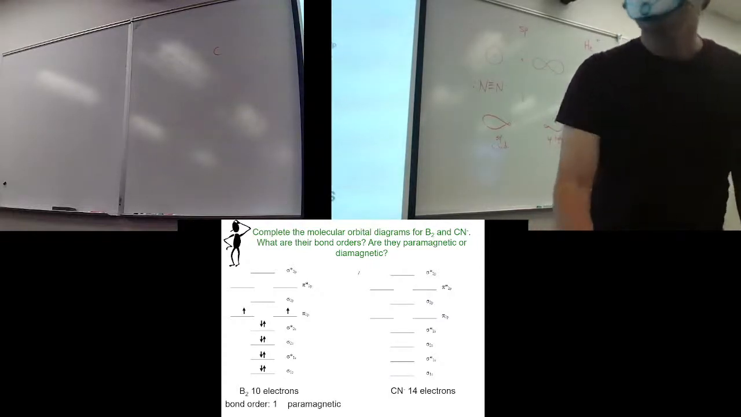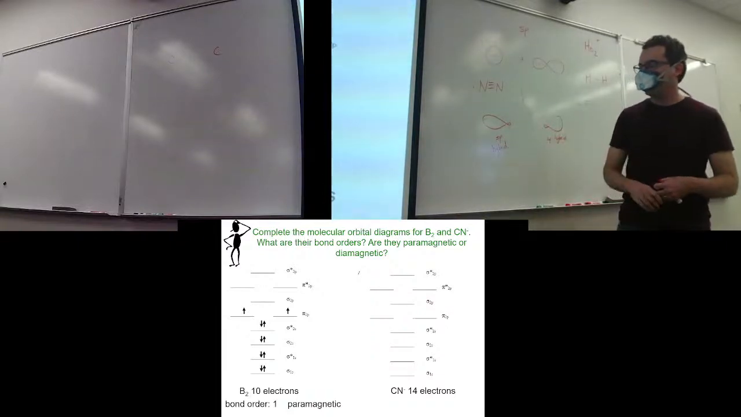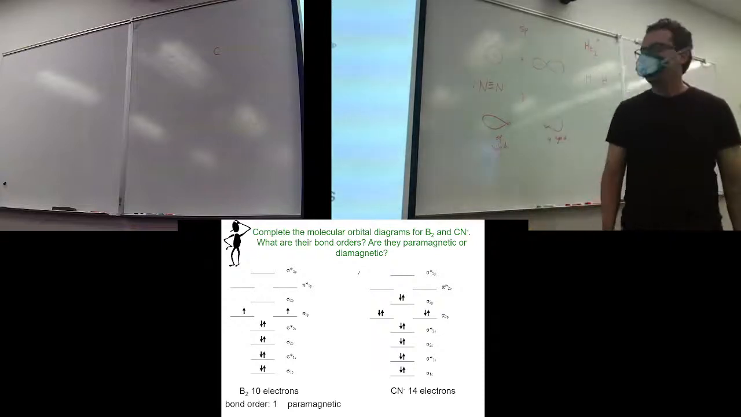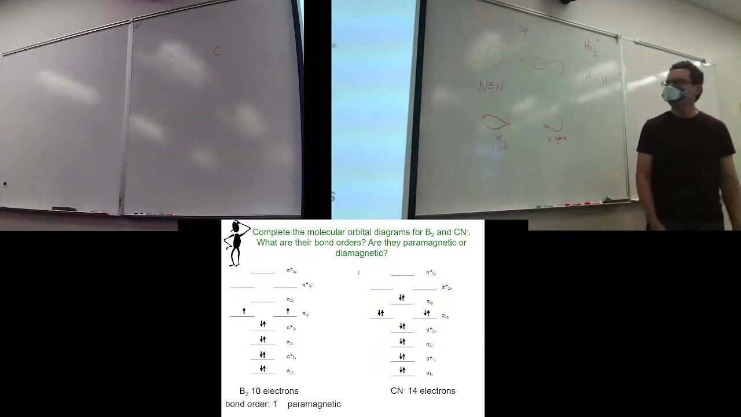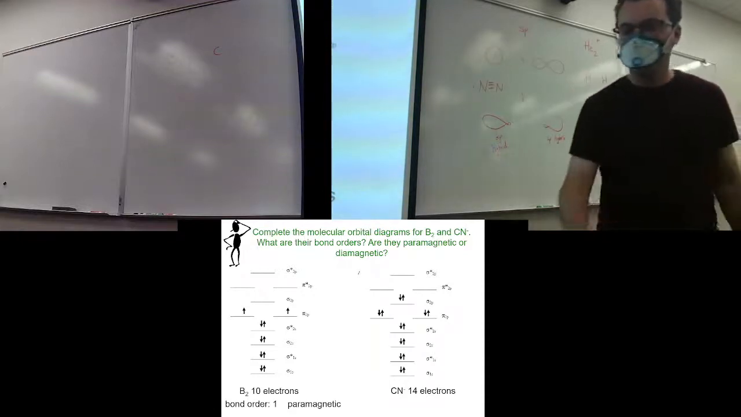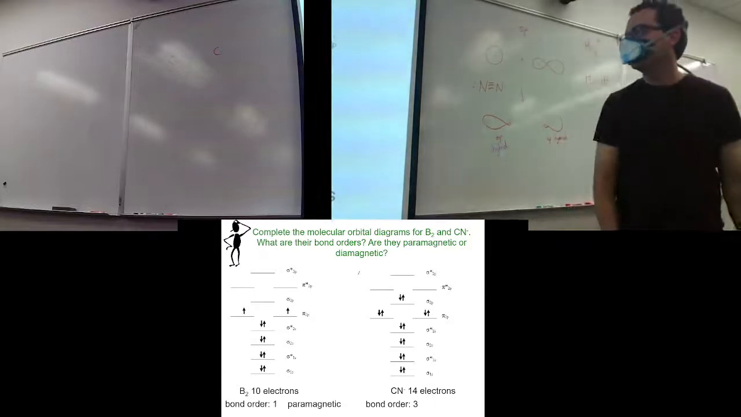And then we do cyanide. Carbon, nitrogen, plus an extra electron from the charge. 14 total electrons. 4, 5, 6, 7, 8, 9, 10, 11, 12, 13, 14. This thing is diamagnetic. And it should have a triple bond. And we can verify that with Lewis structures too. But yeah, bond order 3.